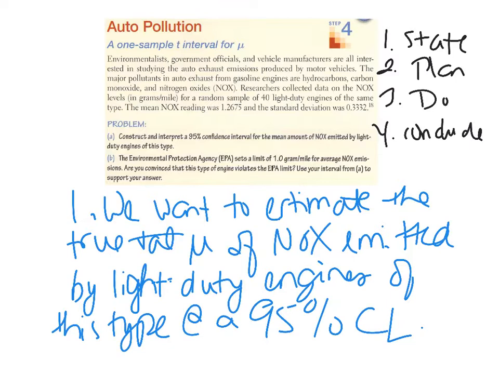So what are we going to do? We're looking to find out what our true mean is for this, and we want to have a 95% confidence level. So our step two then would be to plan that out. So what are we going to do to be able to calculate that?